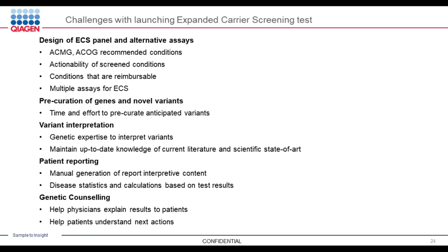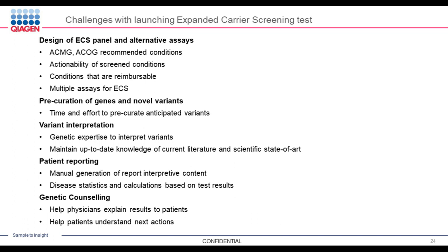But getting into expanded carrier testing is not without its challenges. And some of these challenges include how do you properly design a panel? And what about alternative assays to cover difficult regions? And at the beginning of this talk, my colleague Raed has talked about how we put together this panel and the chemistry used to improve the sensitivity and specificity of this panel.